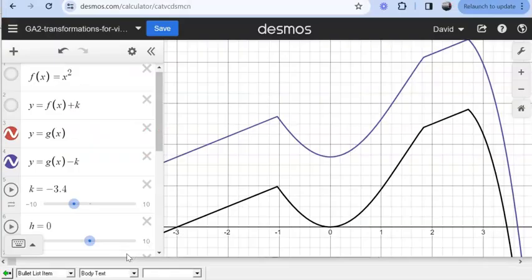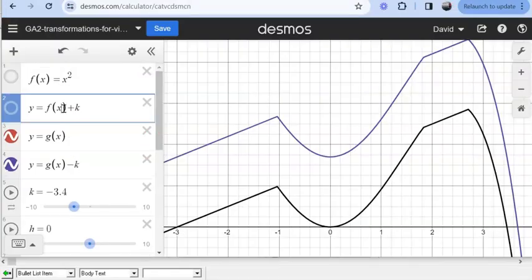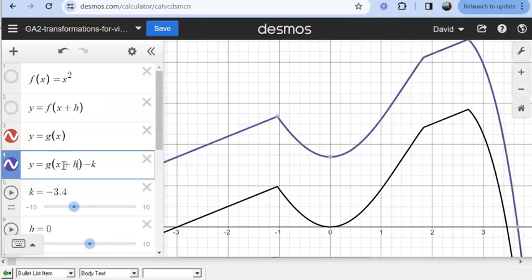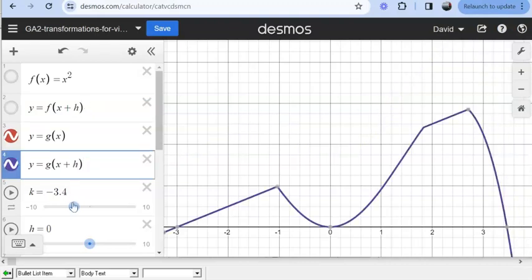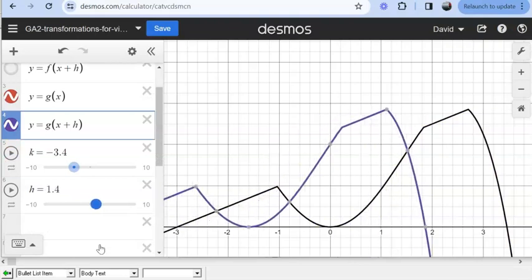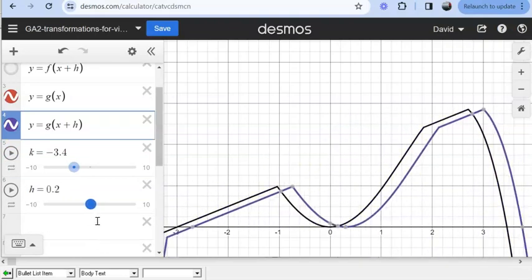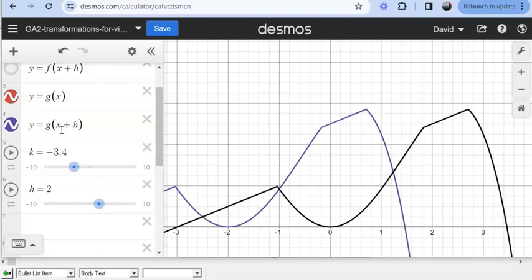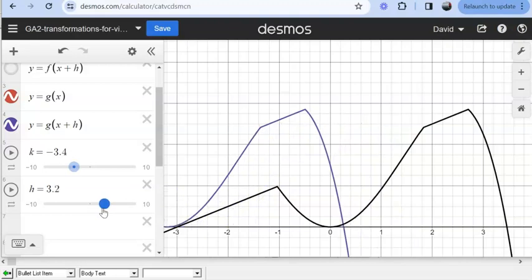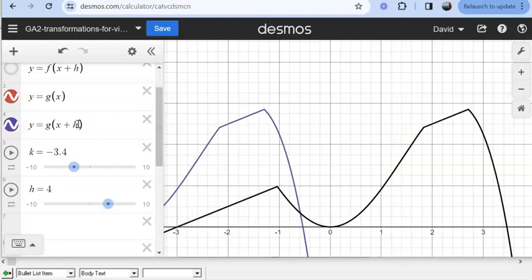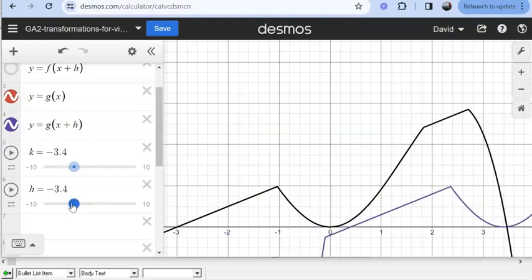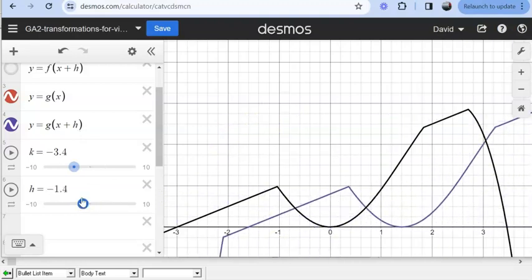I don't want to make this too long, but let's go ahead and try this. H is the letter that's usually used for transformations here. Notice if I add a 2 inside the G function, I've shifted it to the left. And the bigger an H I add, so this would be like G of x plus 4, I've shifted it 4 units to the left. If I add a negative, that's how I shift it to the right.